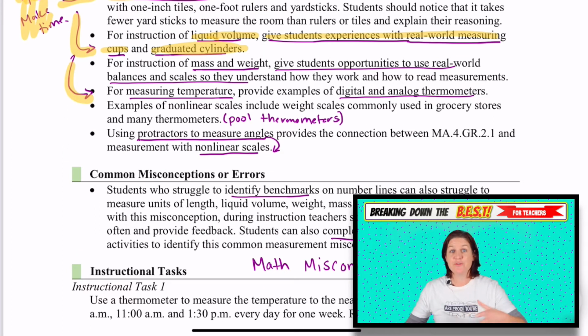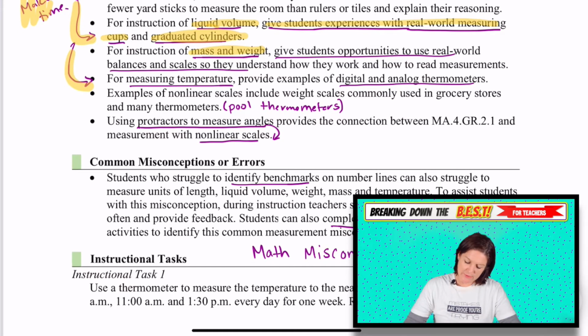Again, difficult to do in Taking on the B.E.S.T, but I do want to point it out because it's so important that they're able to really see what a millimeter looks like, how small of a unit that really is. For mass and weight, give students opportunities to use balances and scales so they understand how they work, and also for temperature, measuring with digital and analog thermometers.